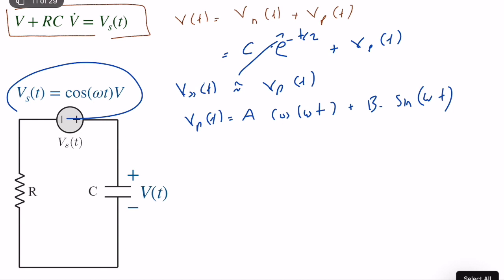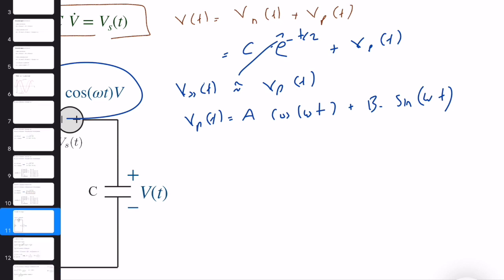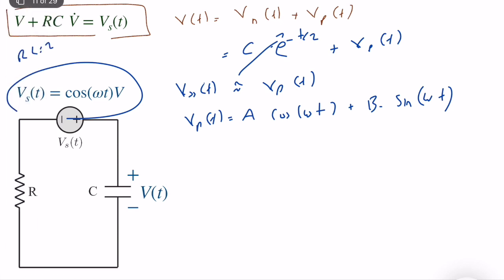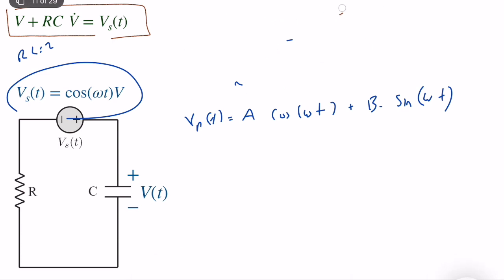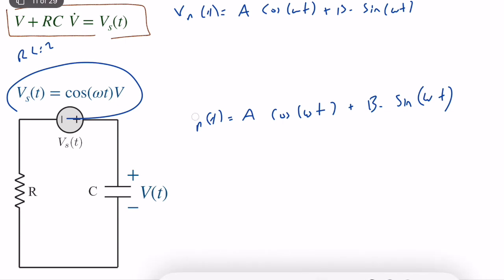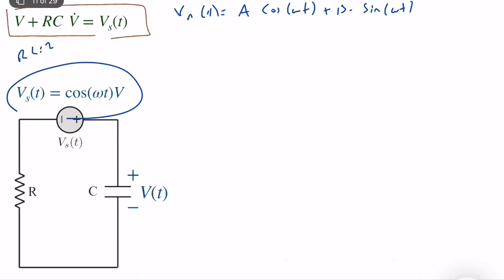So what we need to do is simply compute this. If you remember, RC is the time constant. Let's simplify this. Let's try to solve it here, clean everything, and get some space to fit it in. So V particular of t is assumed to be A times cosine omega t plus B times sine omega t. That's great. Let's clean it and try to find a solution.